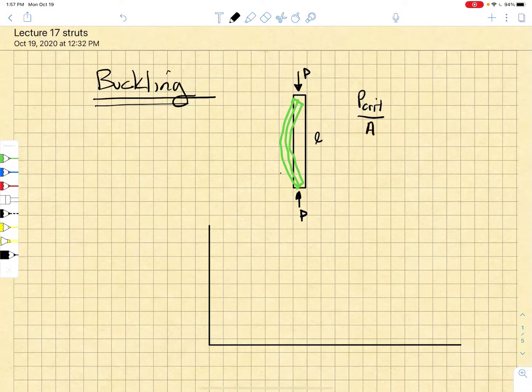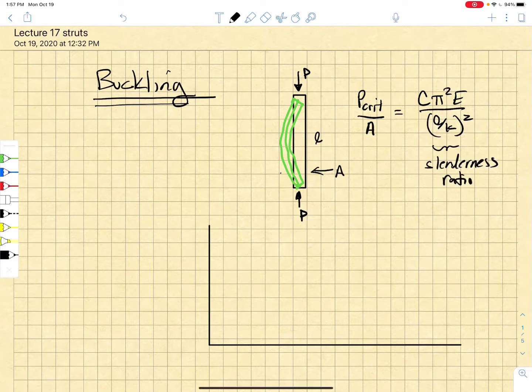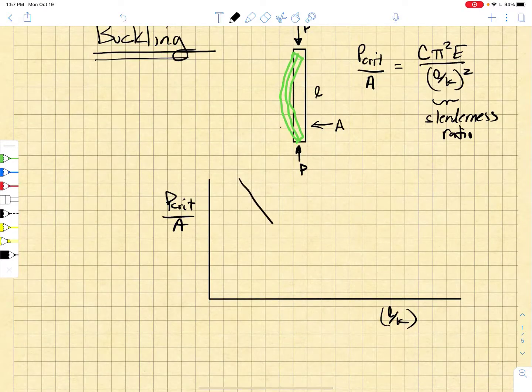And we normalize that by the cross-sectional area of the column, and we get the end condition constant C times pi squared E divided by L over K squared, where L over K is the slenderness ratio. This is the classic Euler buckling equation. And if we were to plot the critical load divided by the cross-sectional area, which of course looks like a stress, against the slenderness ratio, we would get an exponential decay in the critical load as the slenderness ratio increases, and this is the Euler buckling line.